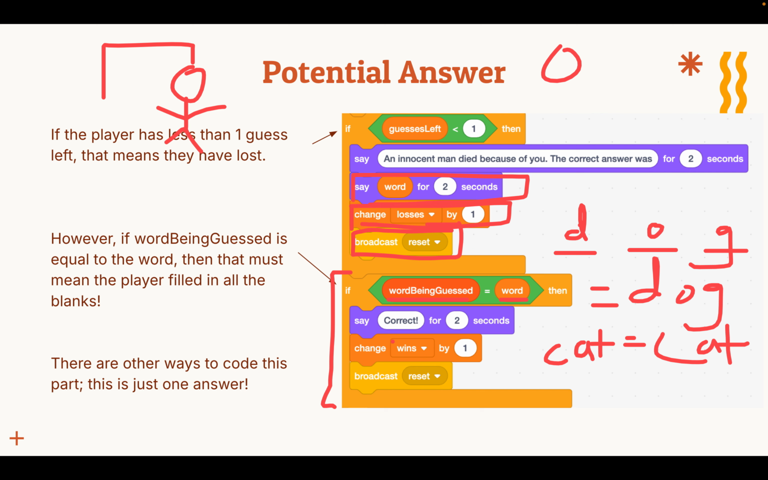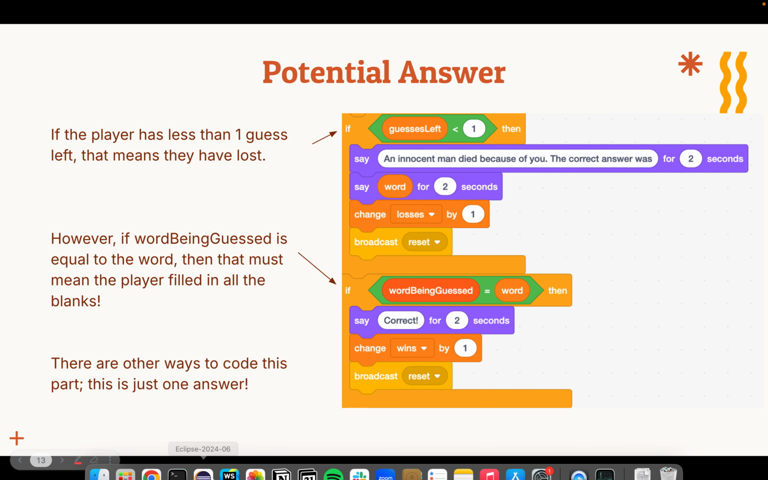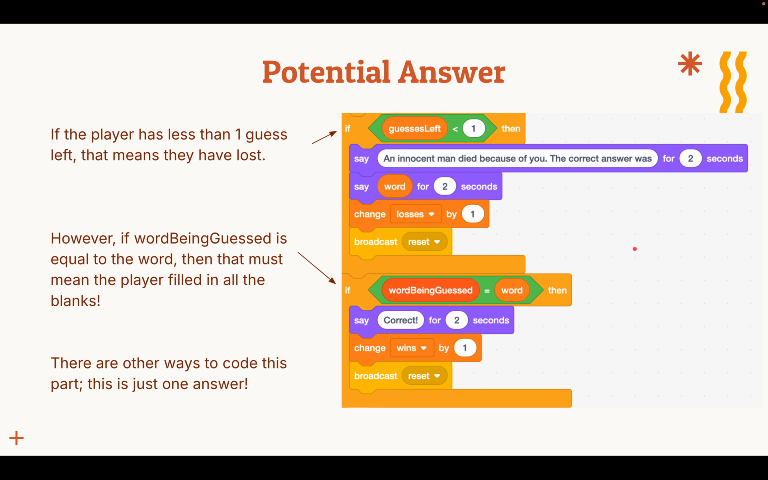And in this case, we want to say correct for 2 seconds, and then we want to change wins by 1 since they just won this game, right? And then finally, we want to broadcast reset since we want them to play another round. So once again, there are other ways to code this part. This is just one answer. Okay, guys, this is only one answer, but this is one way you could code this part.